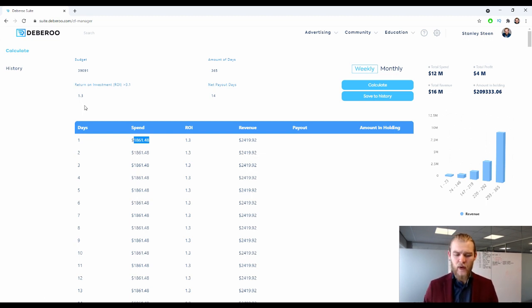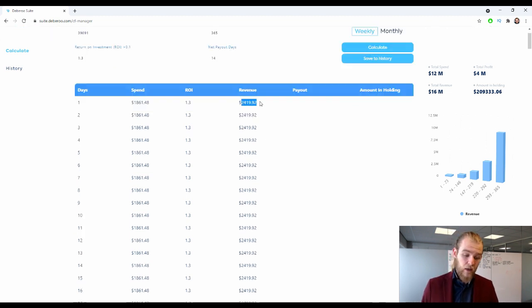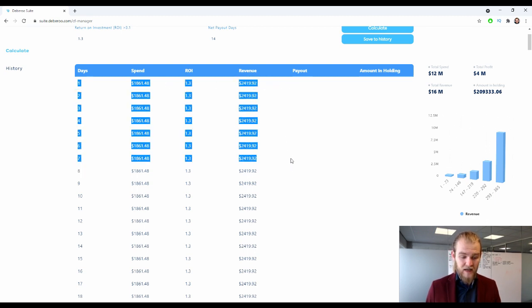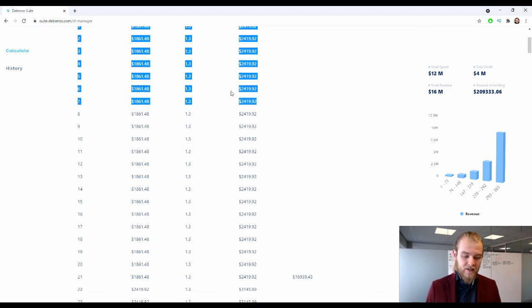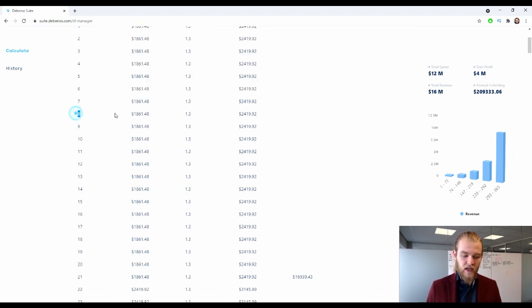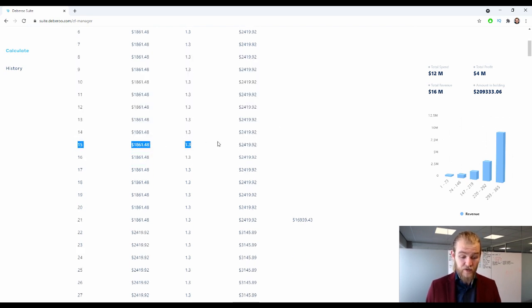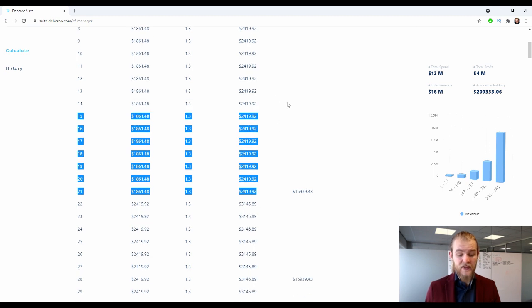And if we spend $1,861 per day and we would have a ROI of 30%, then we would receive a revenue of $2,419 US dollars. All right. So the first week we don't change anything. We keep spending the same amount of money and we keep having an average of the same ROI. All right. Then the first week has ended. Second week we're going to do the exact same thing. All right. Second week has ended. So the third week we're also going to do the exact same thing.